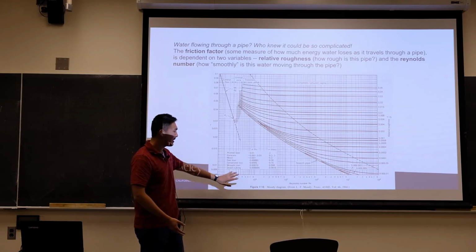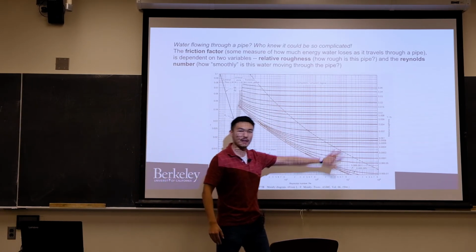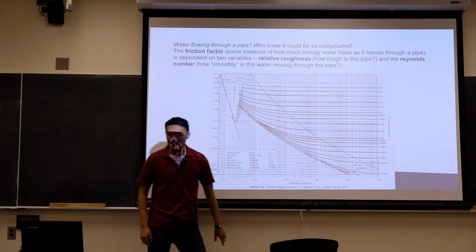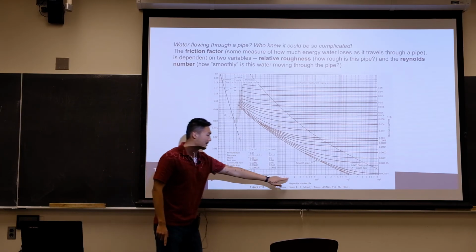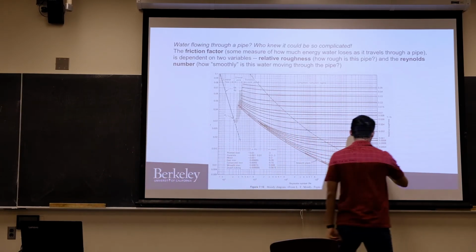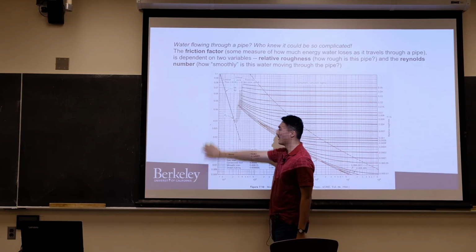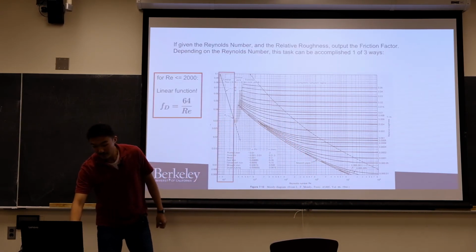And we can analyze this Moody diagram in 3 regimes dependent on the value of the Reynolds number. So essentially, what we're going to do with this problem is this. If we give you a Reynolds number and a relative roughness, can you give us the friction factor?